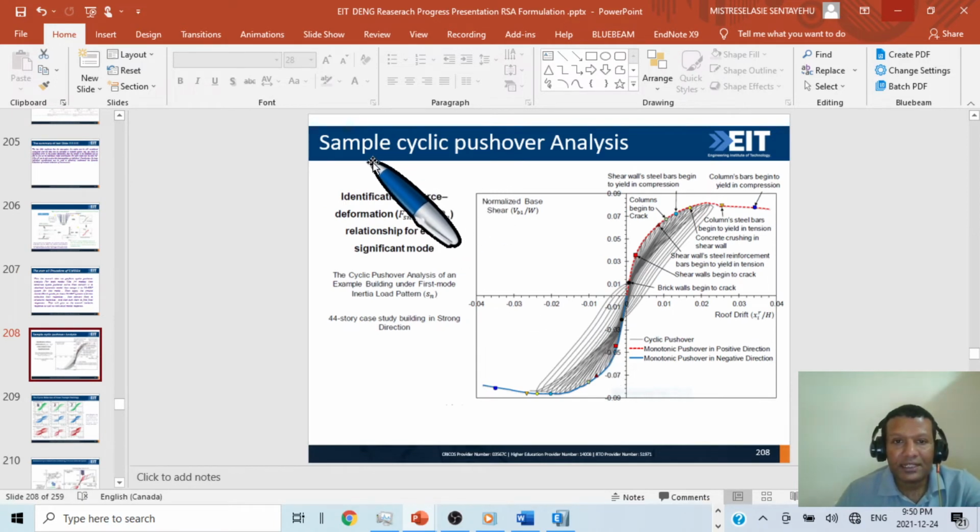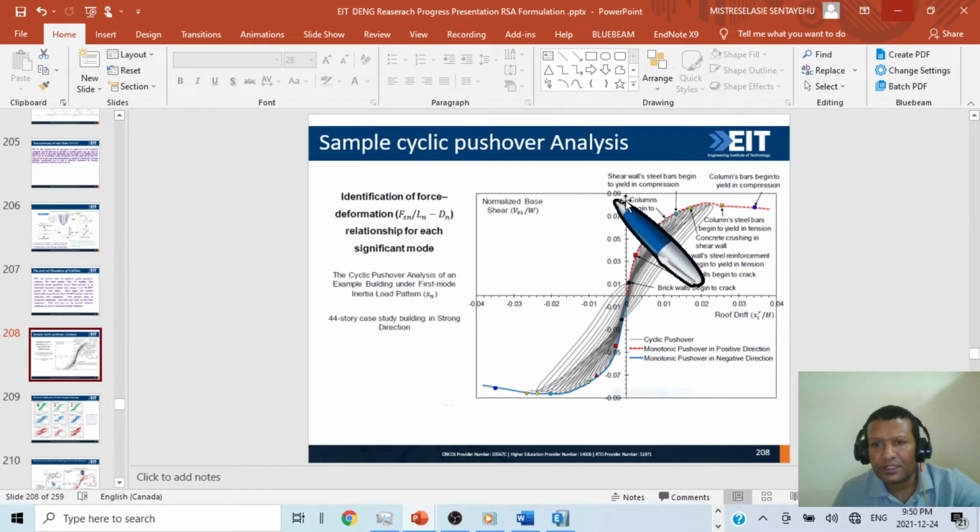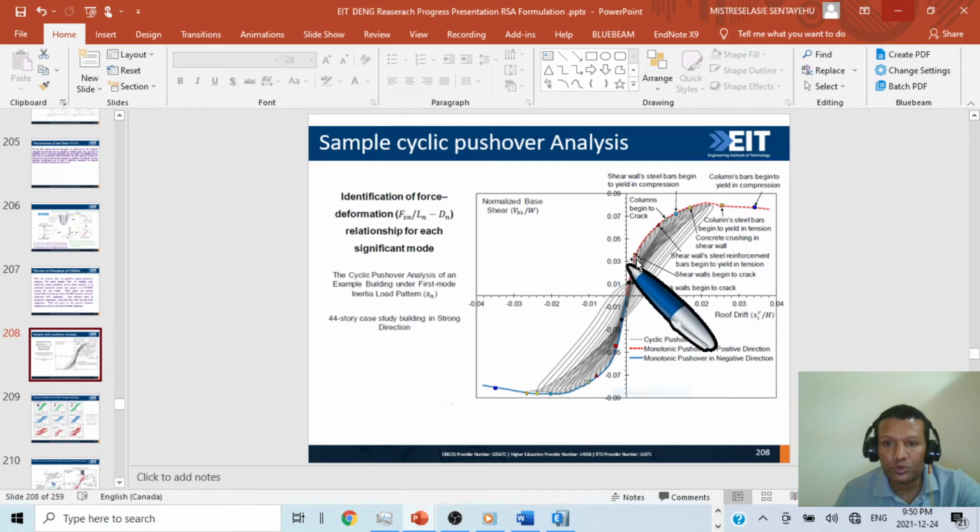Okay, this is a sample cyclic pushover analysis. I think we have seen it in the first slide. We perform cyclic pushover analysis, we normalize it with the building weight, and we normalize it with the height. We have cyclic pushover and monotonic pushover. This is monotonic only for the first mode, or only one mode, no cyclic. Cyclic means you apply it in the positive side, then in the negative side. This is monotonic pushover in the negative, this is monotonic pushover in the positive.